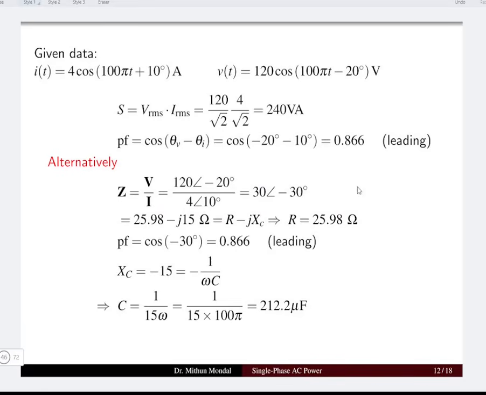Now the load is basically a resistor and a capacitor in series. The resistor value we have already calculated, 25.98. What is the value of this capacitor? So first we need to determine what is capacitive reactance. Capacitive reactance, we can get it from the imaginary value of the impedance, which is equal to minus 15.